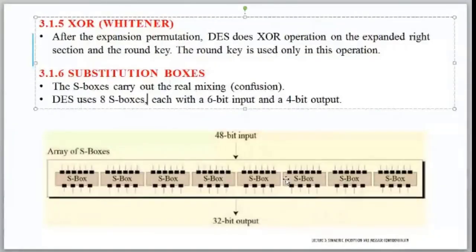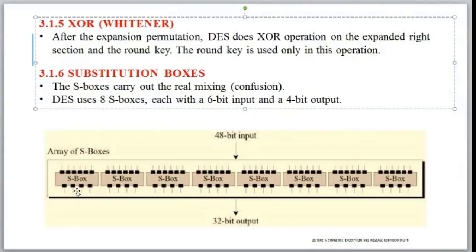Now you can see, totally 48 bits are available. 1, 2, 3, 4, 5, 6: I'm dividing into 6-bit parts. How many parts? 1, 2, 3, 4, 5, 6, 7, 8. So 8 parts I'm dividing, 6 into 8 is 48. Now I'm going to have an S-box here. This S-box is going to reduce the number of bits, so the 6 bits will be converted into 4 bits.